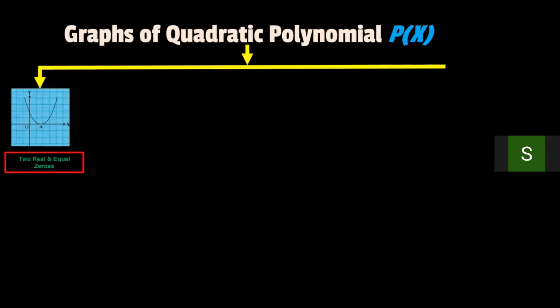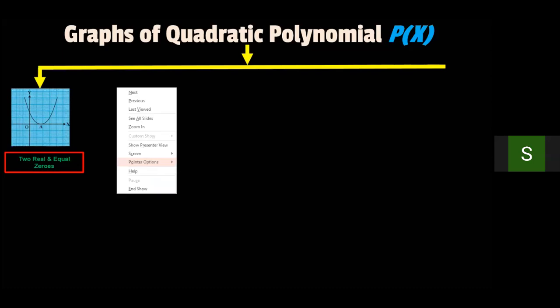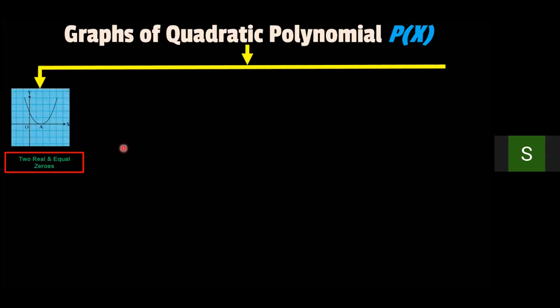In the first case, you can see that the parabola touches the x-axis only at one point. At this point, the two zeros are combined and we can say that this type of polynomial is a perfect square and it has two real and equal roots.